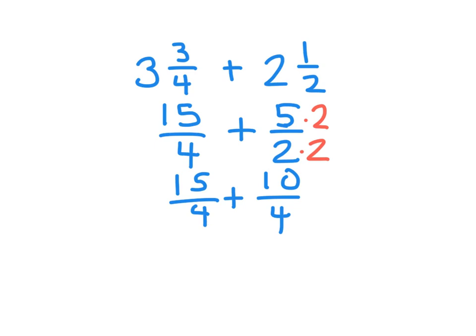Now that we have 4 as the denominator, let's add the numerators. 10 plus 15 equals 25. So this is 25/4. And you can leave your answer like that. You don't have to rewrite it as a mixed number. If you did, it'd be 6 1/4, and it wouldn't be wrong.